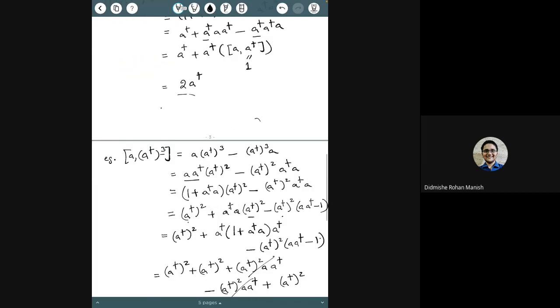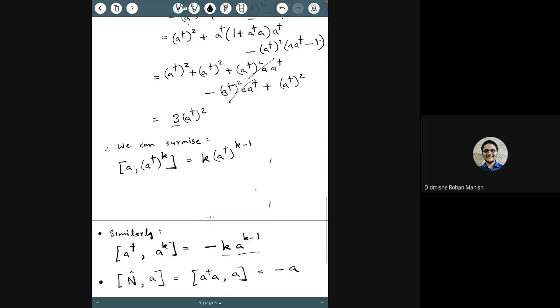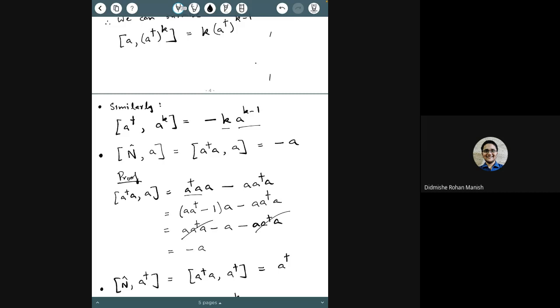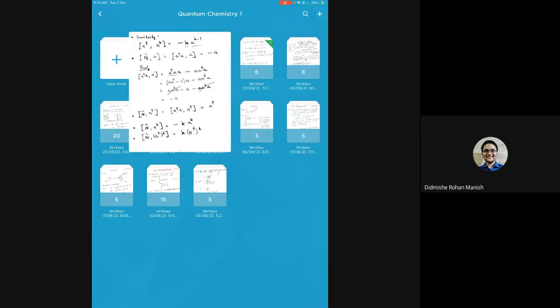Then we did A dagger with a string of A operators. And then the number operator with the annihilation operator and the number operator with the creation operator. Now the other two relations where we stopped were the number operator with a string of annihilation operators and the number operator with a string of creation operators. So we'll start there today.